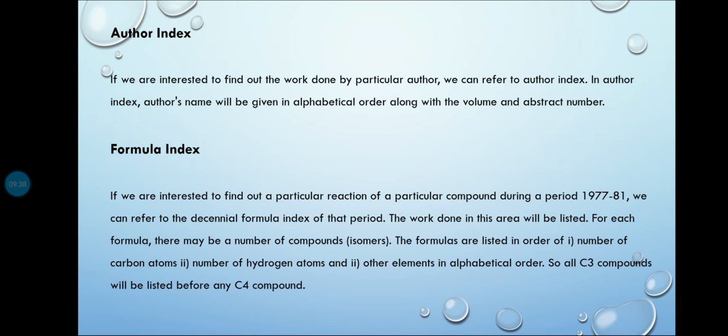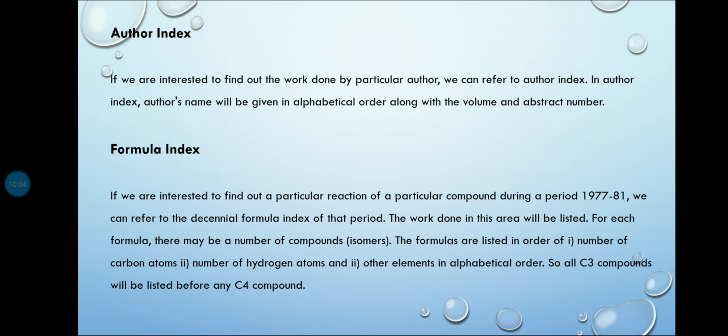Author Index. If we are interested to find out the work done by a particular author, we can refer to the author index. In the author index, the author's name will be given in alphabetical order along with the volume and abstract number.